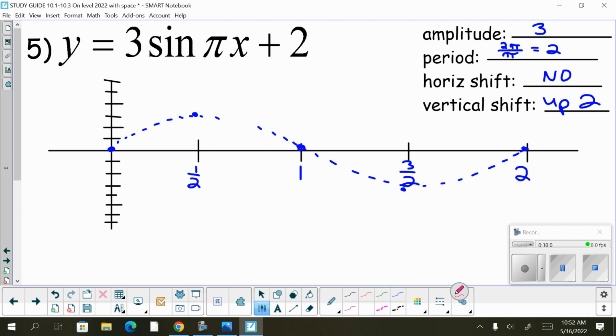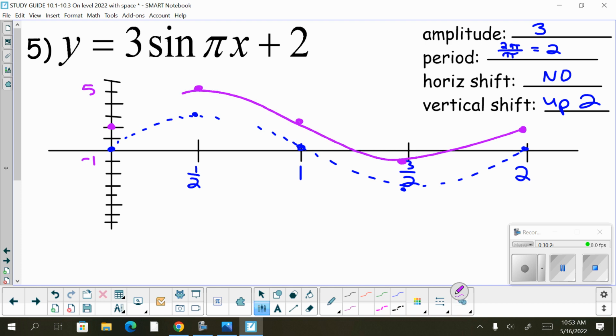Everything will shift up 2. So purple will be my final answer. This was at 3, now it's at 5. Maybe I'll just put a 5 here to remind myself. This was at 0, now it's at 2. This was at -3, now it's at -1. Put that there to remind my brain.